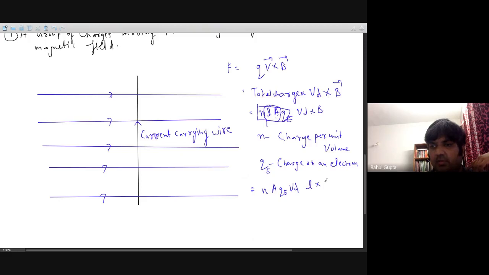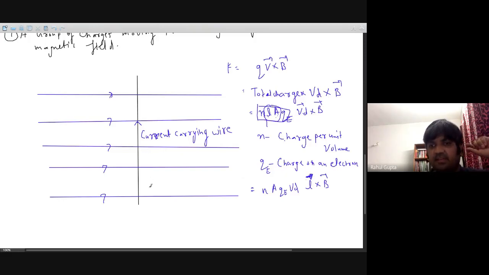L cross B. I've just rearranged it. Any problem? I have just exchanged the position of VD and L. Now you might say that they are vectors, but the product does not make any difference. The product will remain the same whether you write L into VD or VD into L. Vector wise, direction wise, it will make a difference.